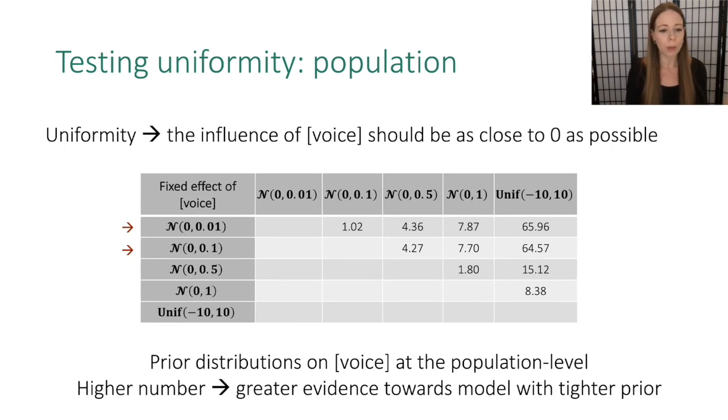So when we look at the fixed effect of voice, this is at the population, higher numbers here indicate greater evidence for the more constrained prior. And what we see is that the two tightest priors are actually the winning models. So there's very little difference in the models with prior specifications at these two levels, 0.01 and 0.1. But after that, there's moderate to considerable evidence in favor of a phonetic realization process with this type of prior on the population effect of voice.